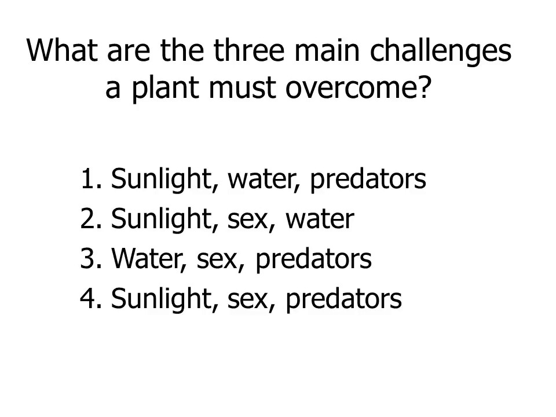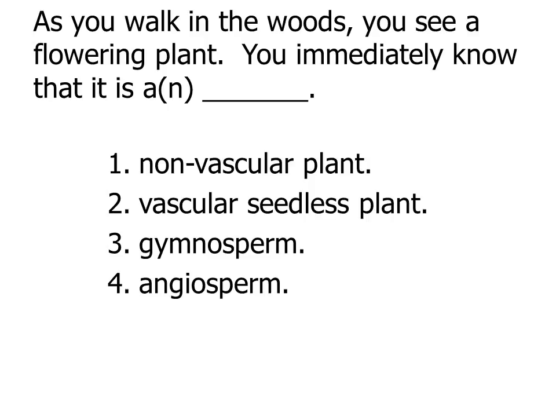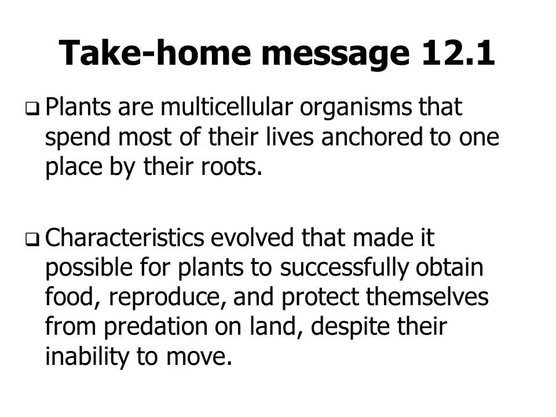What are the three main challenges a plant must overcome? We just talked about it. The answer is number 4. Because they can't move, they have the issues of getting to the sunlight, sex, and predators. As you walk in the woods, you see a flowering plant. You immediately know that it is which category of plants? The answer is angiosperms.